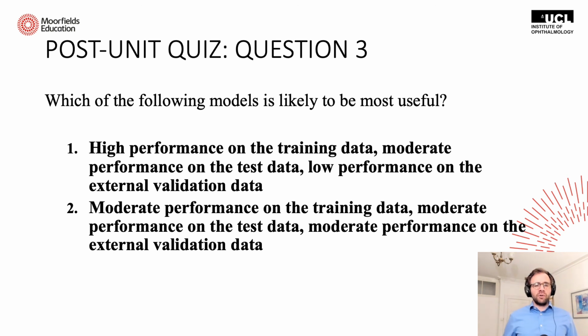Which of the following models is likely to be most useful? A high performance on the training data set, moderate performance on the test data set, and low performance on the external validation data set, or moderate performance on the training data set, moderate performance on the test data set, and moderate performance on the external validation data set.